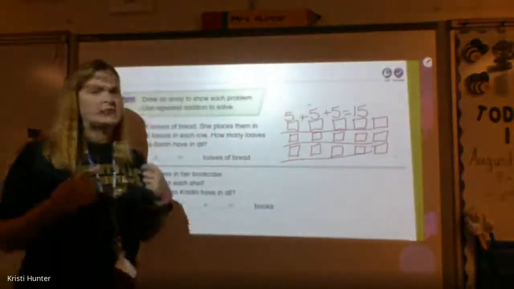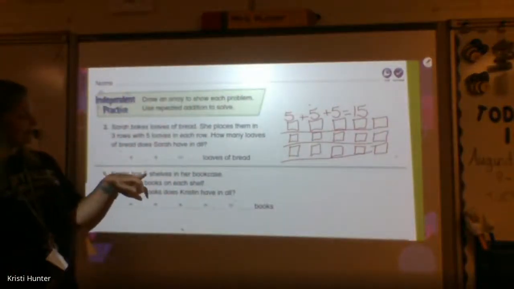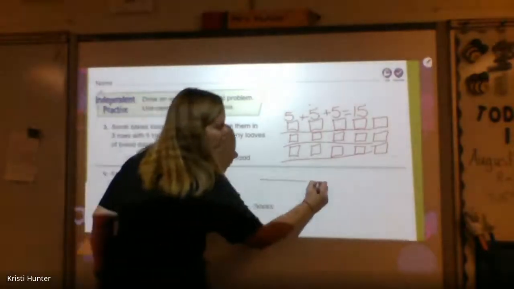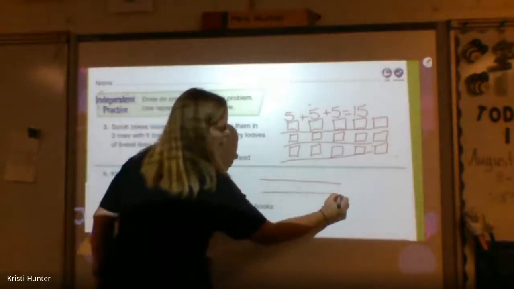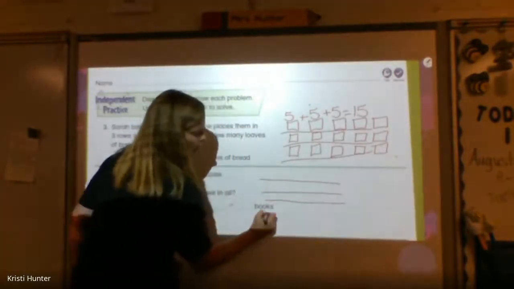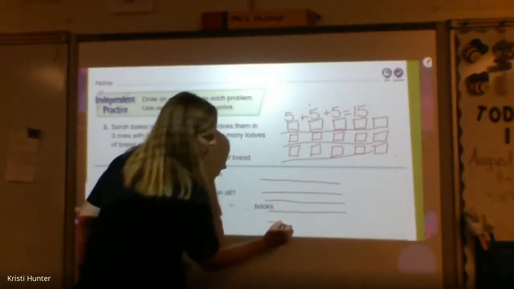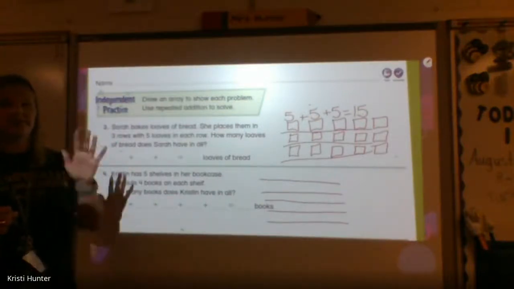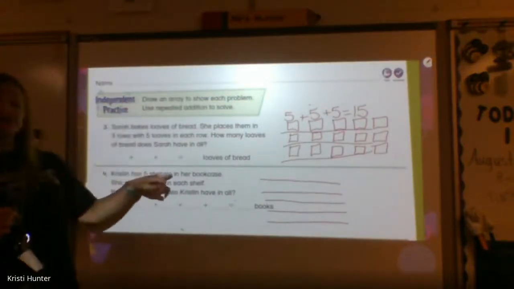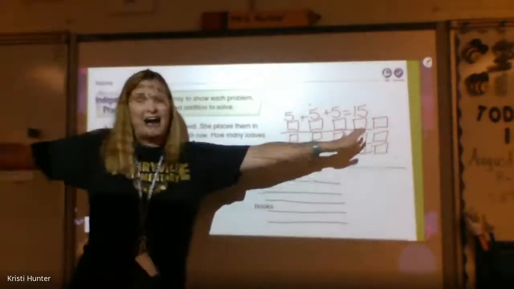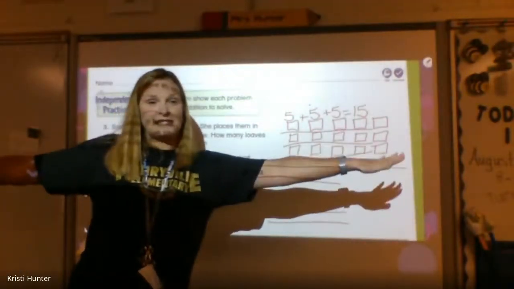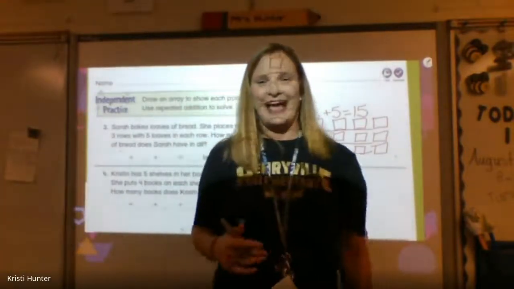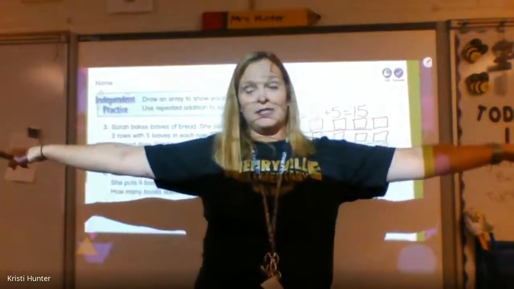So let's reread it and think about that. Kristen has 5 shelves in her bookcase. So I'm going to need 5 shelves. So draw your 5 shelves on your paper, because we need 5 of them. It says 5 shelves, which actually means I got 5 rows because my books have to sit like this. I can't put my books on something like this. They'd slide right off. Okay, so we're putting them on our shelves. They go this way in our bookcase.